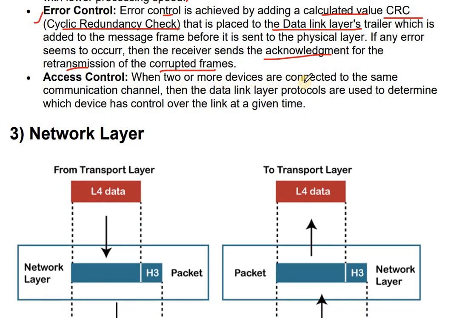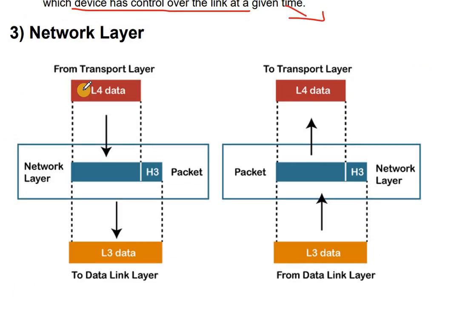Access control. When two or more devices are connected to the same communication channel, the data link layer protocols are used to determine which device has control over the link at a given time.